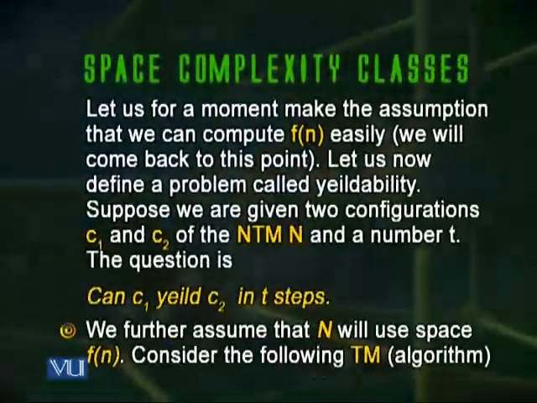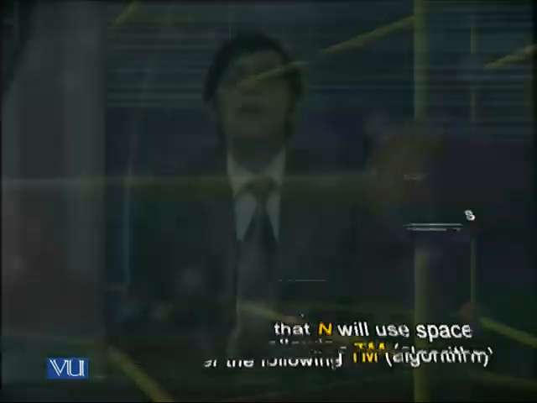We furthermore assume that we are also told that this Turing machine will only use space f(n). So we are given a guarantee that this non-deterministic Turing machine will only use f(n) space to go from configuration C1 to C2. All we have to do is tell whether the Turing machine can do this in at most t steps or not. This looks extremely familiar to the reachability question. Well, now let's consider the following algorithm which will solve this problem for us.